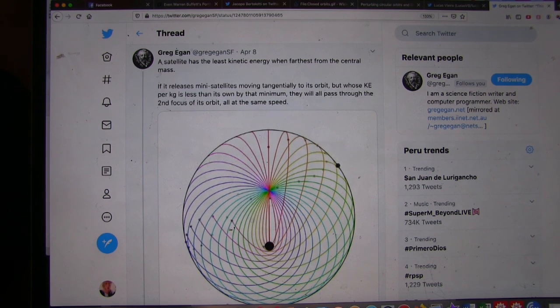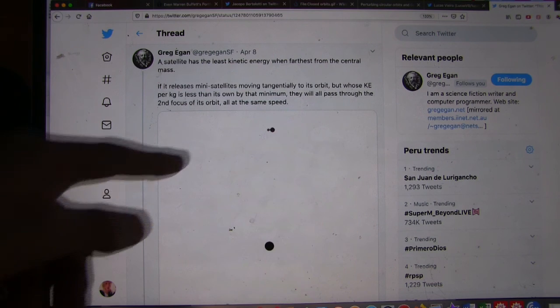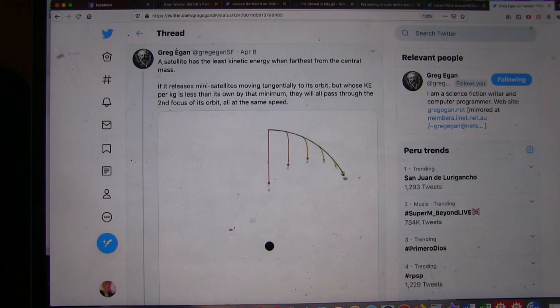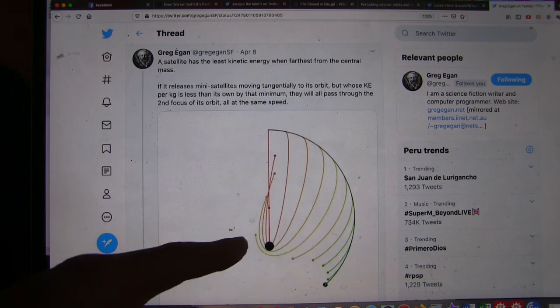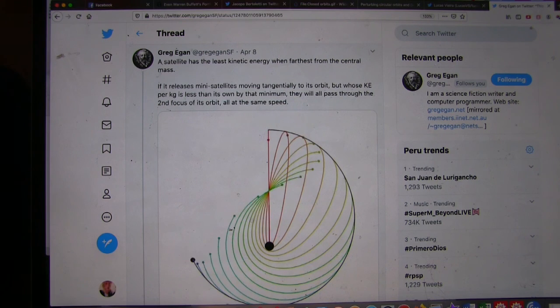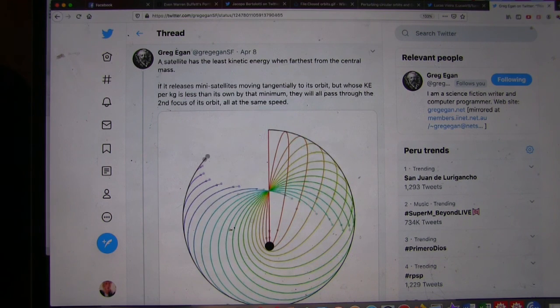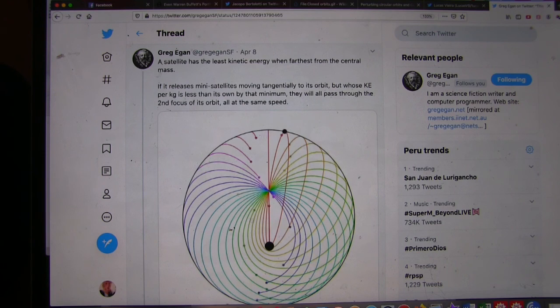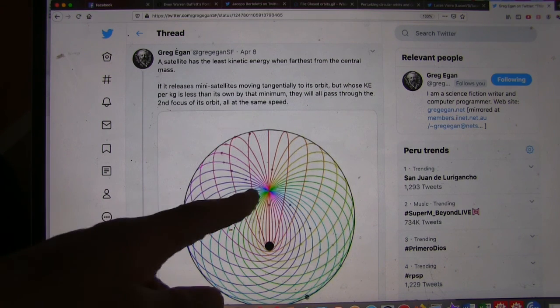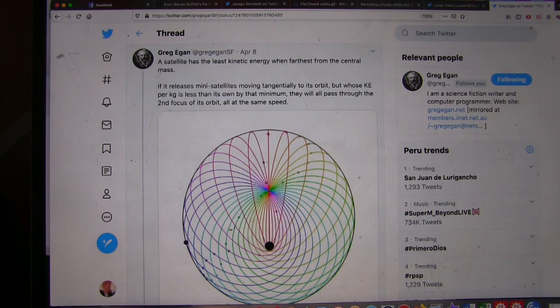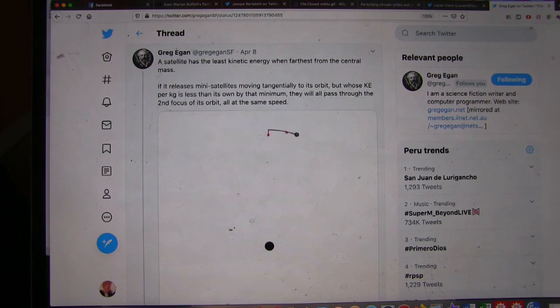Alright. So all the colored dots are the tangent lines that go off at preset intervals. I guess this is the first focus of its orbit, the central mass, and that's our satellite. And it looks like the balls are all passing through this point, which is the second focus. So they all have their own sort of orbits.